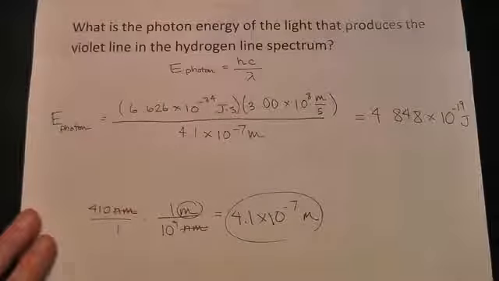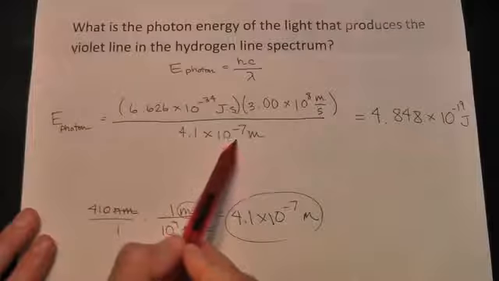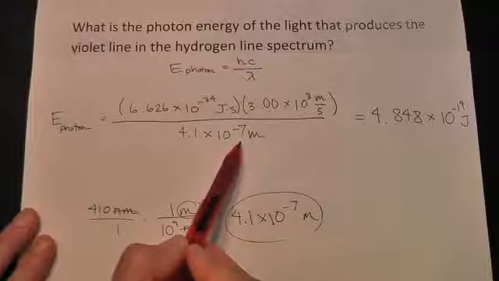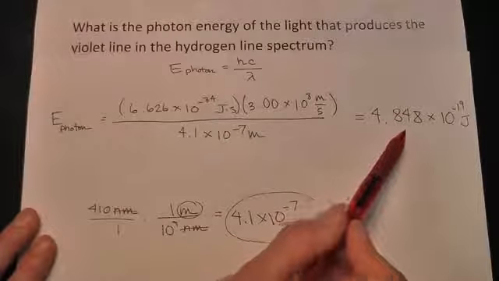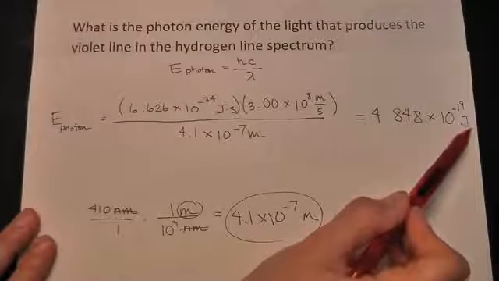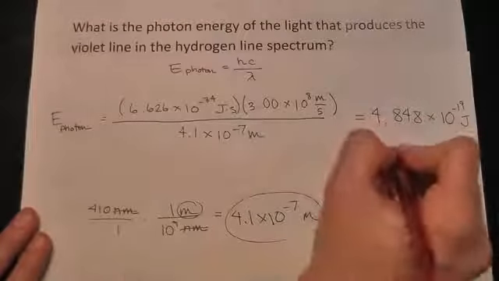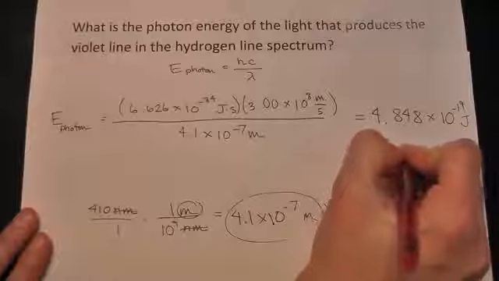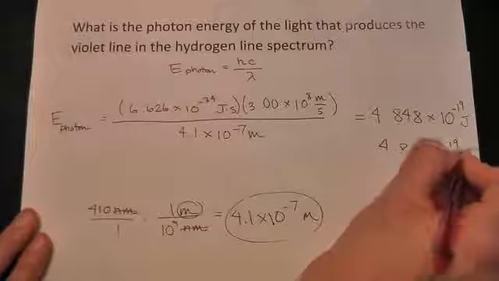I do the math on this problem, multiplying these and dividing by 4.1 times 10 to the -7th, and I get my energy, 4.848 times 10 to the -19th joules. What about significant figures? For significant figures, we need to keep it to 4.8 times 10 to the -19th joules.